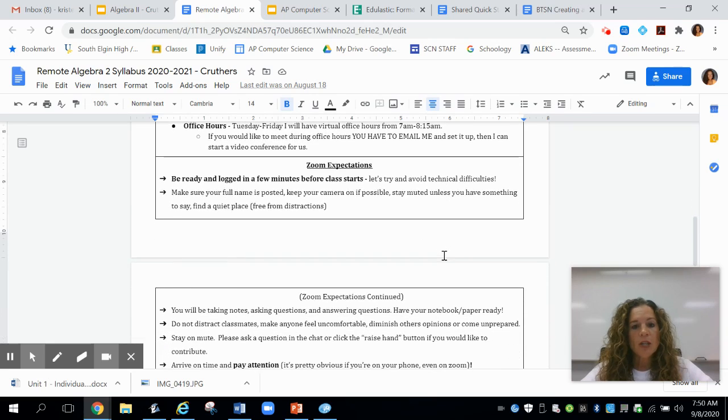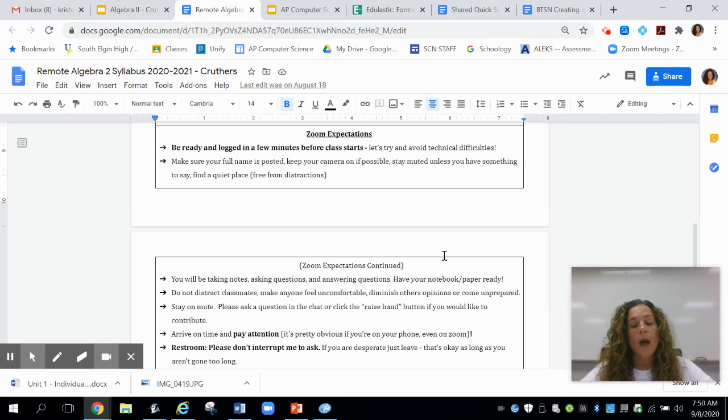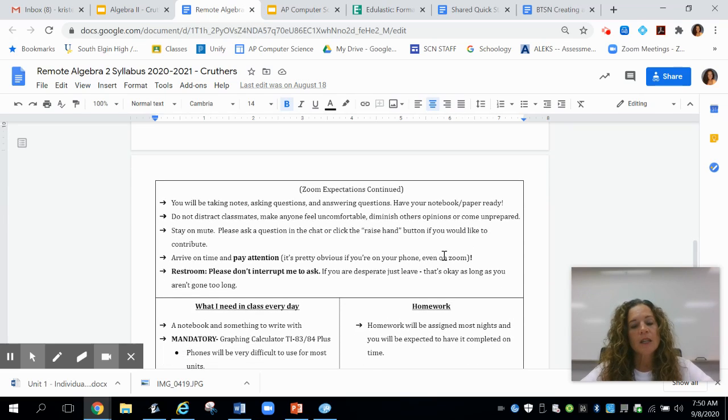Okay, so their Zoom expectations, they've been great. I prefer if they can keep their camera on just because it is better than me talking to an empty classroom when I can see them, but obviously that is their choice. They've been great about asking questions and answering questions. They need to have paper or a notebook ready and something to write with if they aren't doing the worksheets.